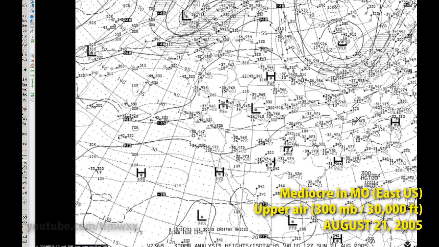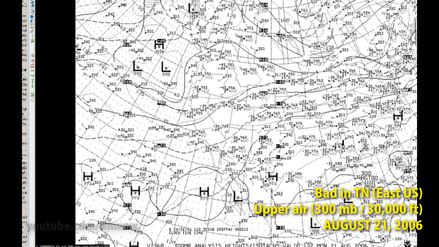2005 brought pretty decent conditions, and nothing that really stands out there. Now, 2006, bad problems for Tennessee. And again, what we see here is light flow across that area. I do see a little bit of ridging aloft, but apparently we had a lot of good low-level moisture in the area.